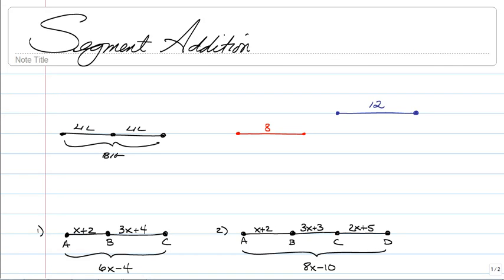This video is about segment addition. Now, in a way, you kind of already know what segment addition is. It's just if you take two little pieces and put them together, you get something bigger. So let's imagine we have these two sticks sitting right in front of you. We've got a stick that's about 8 inches long, and we have another one that's 12 inches long.